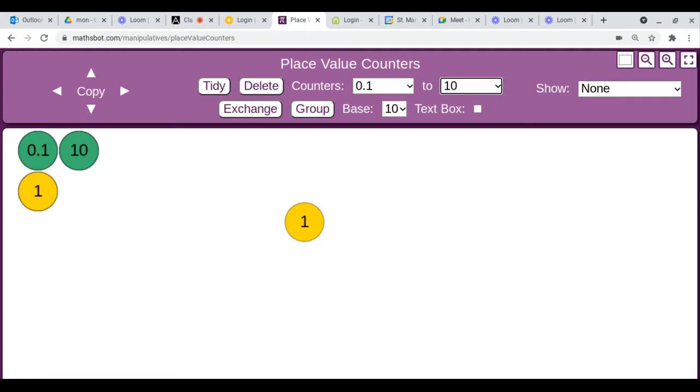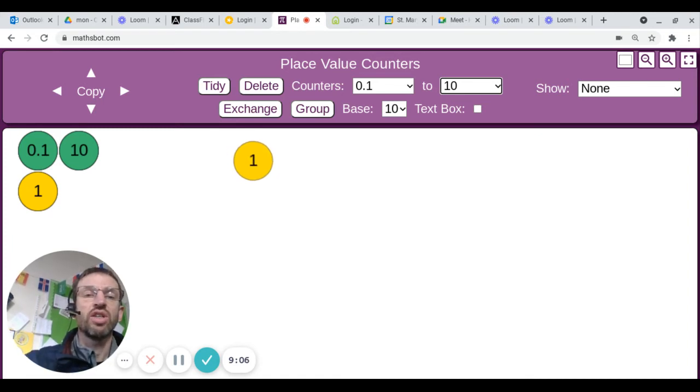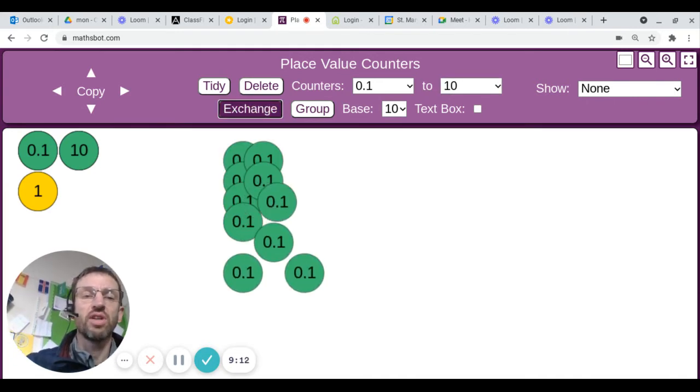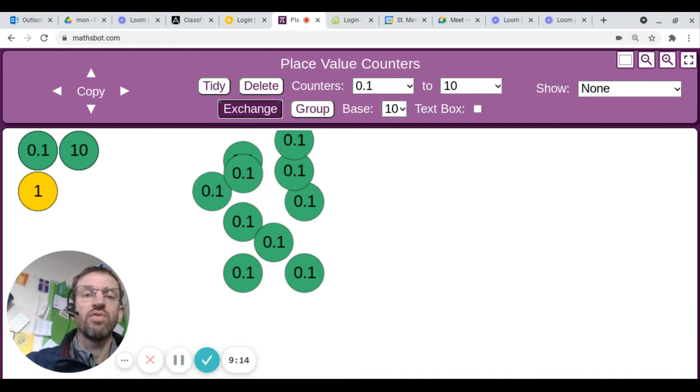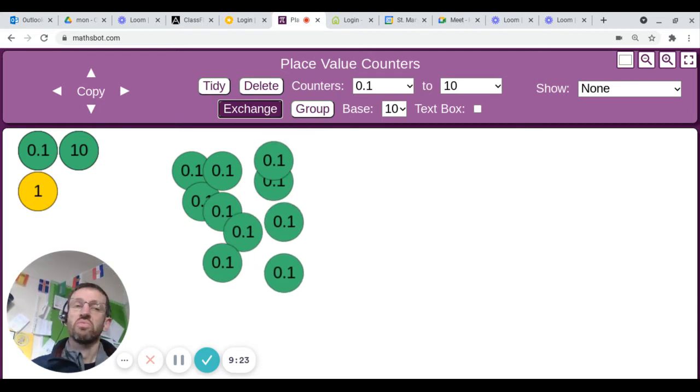So on MathsBot, if you say, I've got this one here, and I'm just going to use the word above there where it says exchange, you can exchange that whole one for tenths. And look at them. This is what tenths look like. And if we check how many they've given us, it should be 10. 1, 2, 3, 4, 5, 6, 7, 8, 9, 10. Useful way of looking at different numbers.